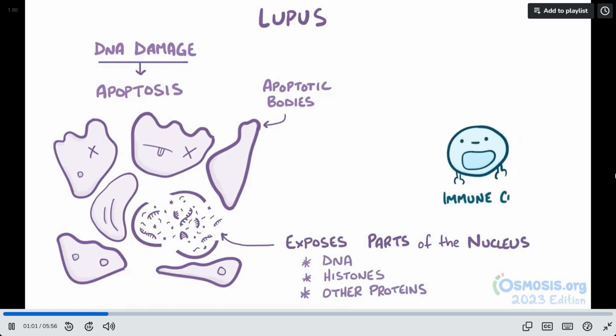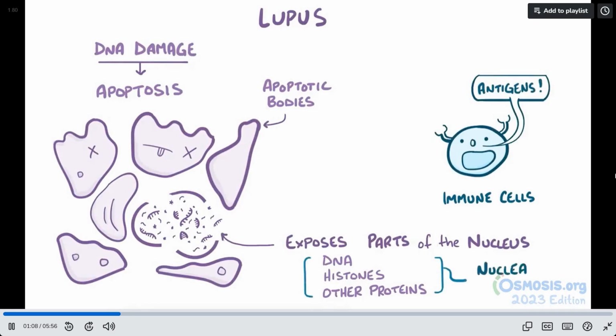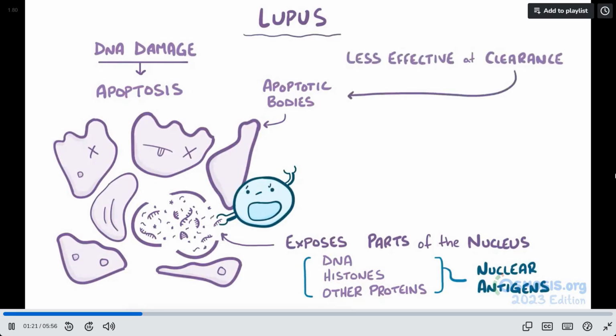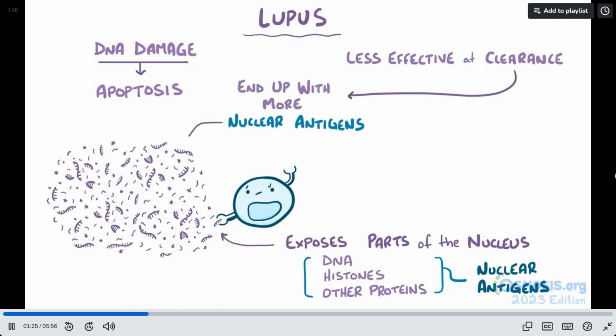Now, with lupus, the immune system is more likely to think that the cellular parts are foreign, or antigens, and since they're from the nucleus, they're referred to as nuclear antigens, and immune cells try to attack them. Not only that, though, individuals with lupus have less effective clearance, essentially meaning they aren't as good at getting rid of these apoptotic bodies, and so they end up having more nuclear antigens floating around.